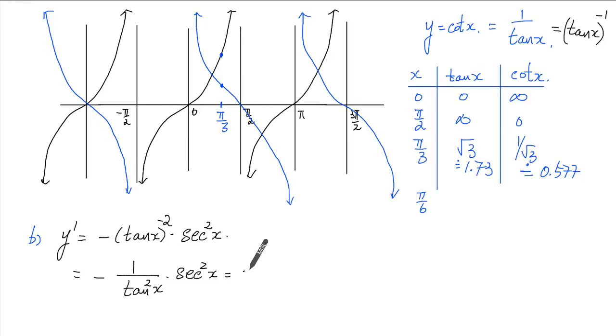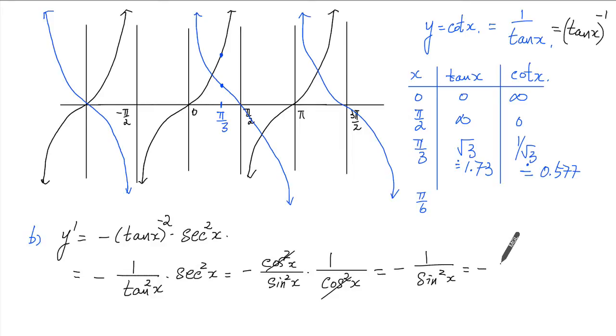This will be negative. Tangent of x will be sine squared x divided by cos squared x, so that will be cos squared x divided by sine squared x, and secant squared x is 1 over cos squared x. The cos squared x cancel out. We are left with negative 1 over sine squared x, which is negative cosecant squared x as such.